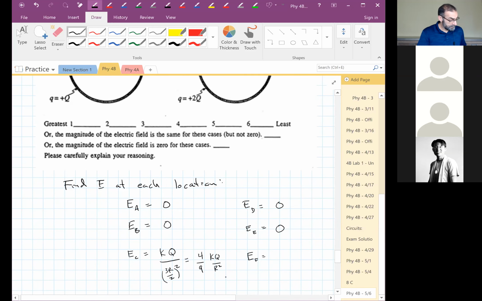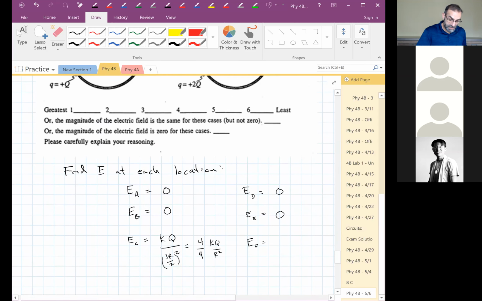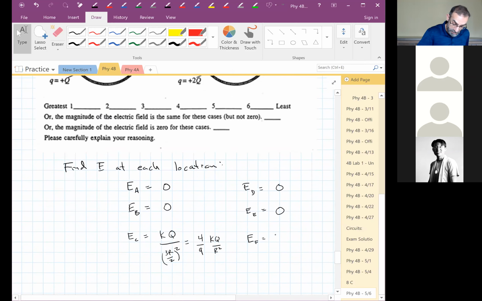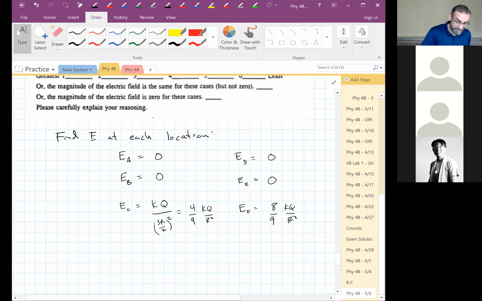And for F, the charge is twice as much. So it's going to be 2 times that, or 8/9 KQ over R squared. Okay. Now, what's the next question I'm going to ask you? Got to start thinking like me.